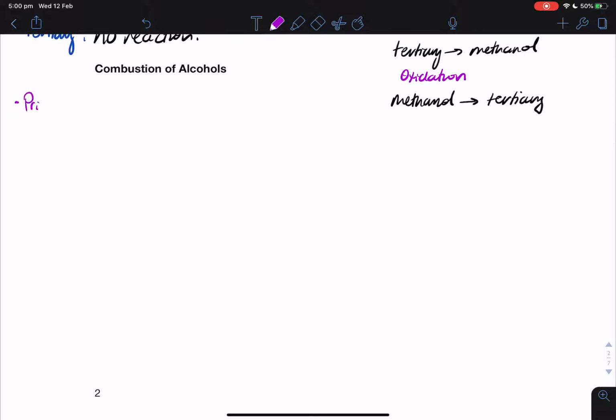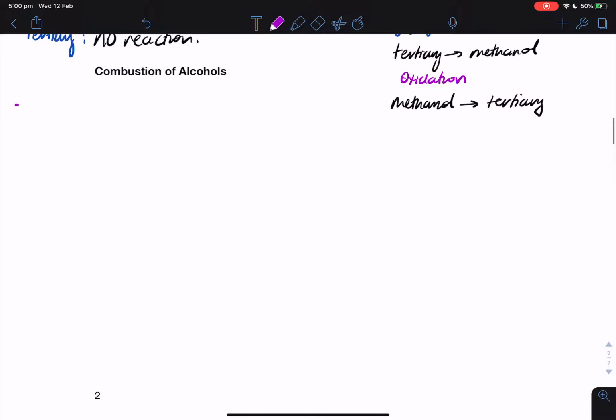So, primary, instead of writing primary, secondary and tertiary, we can use this notation, which means primary, secondary and tertiary alcohols. However, it's not actually stated in the syllabus. I did avoid it, but I think if you do write it, there's going to be no issues.